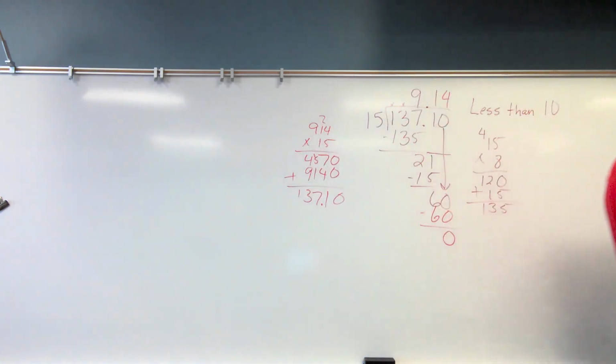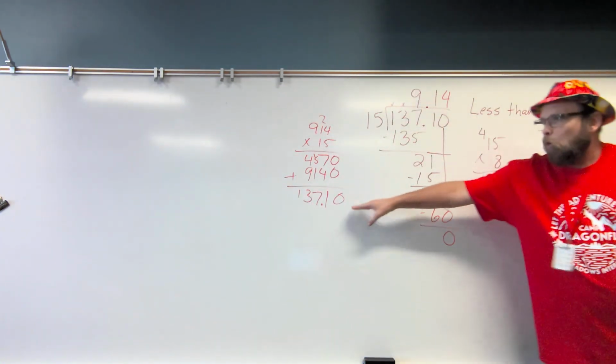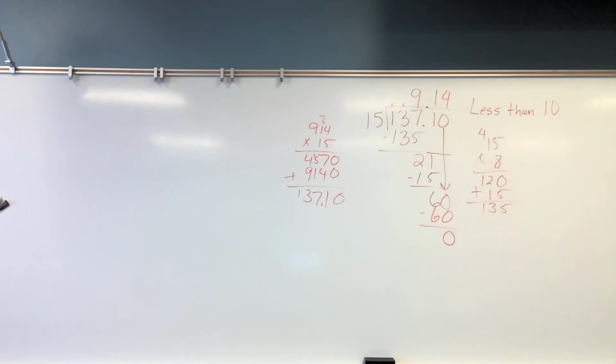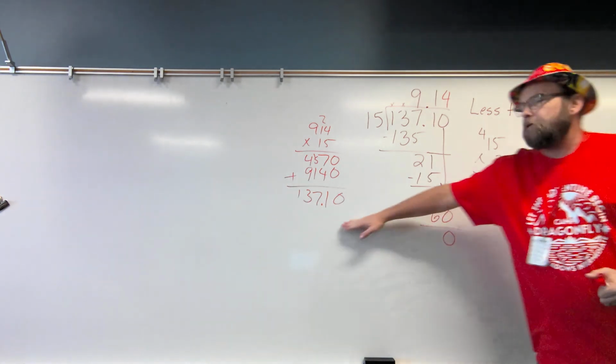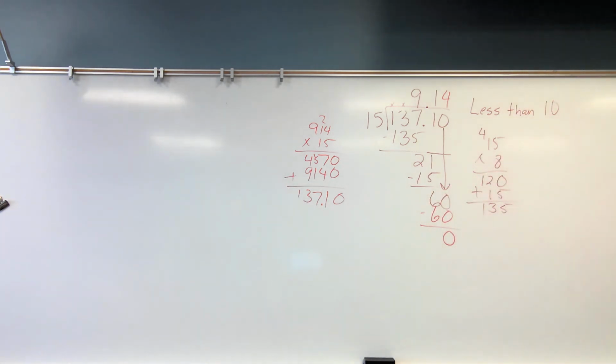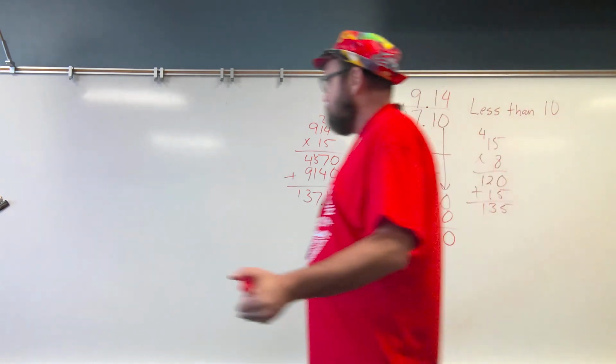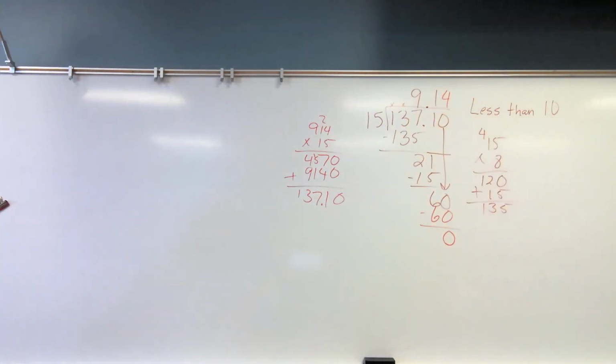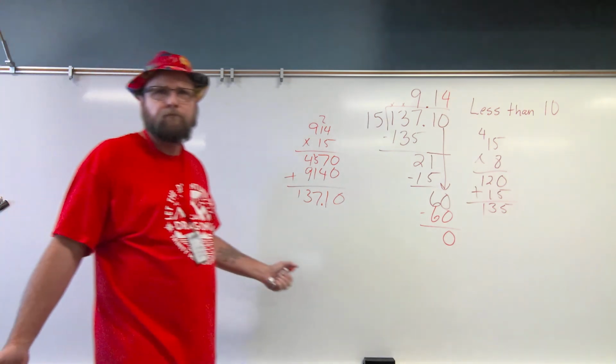If this were multiple choice, you might see 137 10 hundredths, or you might see 137 1/10. Same value. Doesn't change. Same value. Questions on this one?